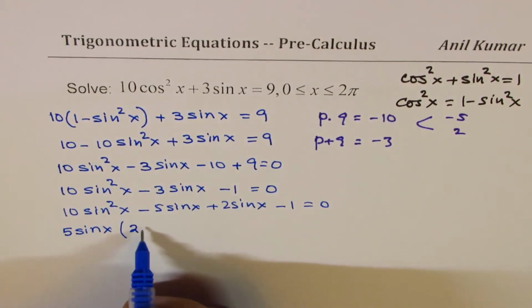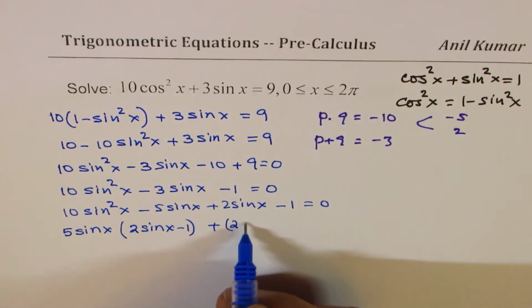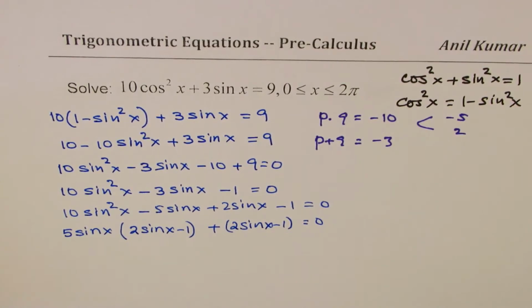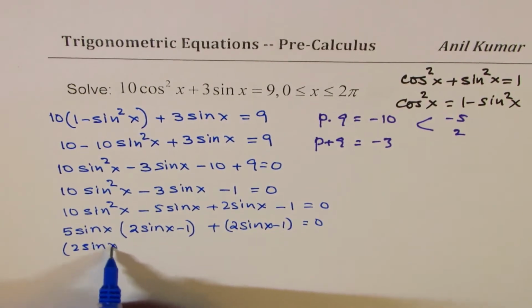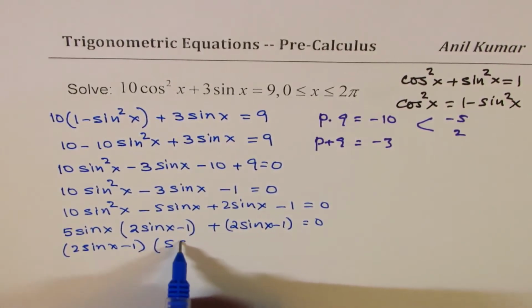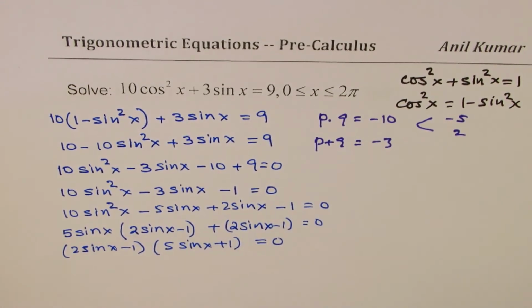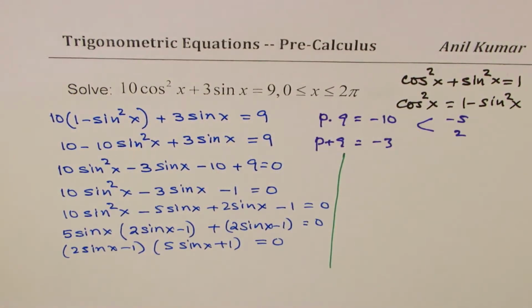And we get 2 sine x minus 1. Here we already have 2 sine x minus 1 equals 0. So that gives you the factored form now, which is 2 sine x minus 1 times 5 sine x plus 1 equals 0. Once we have the factored form, we can always find the solution by equating each factor to 0, right? So what we are now looking for is solving these two factors.